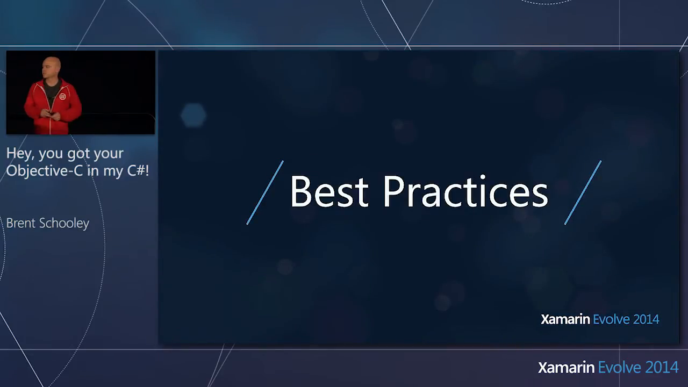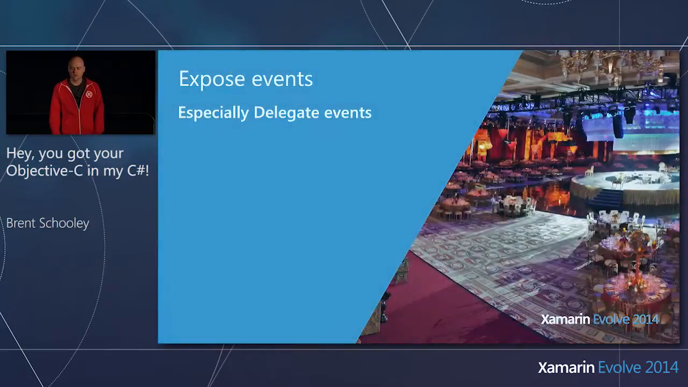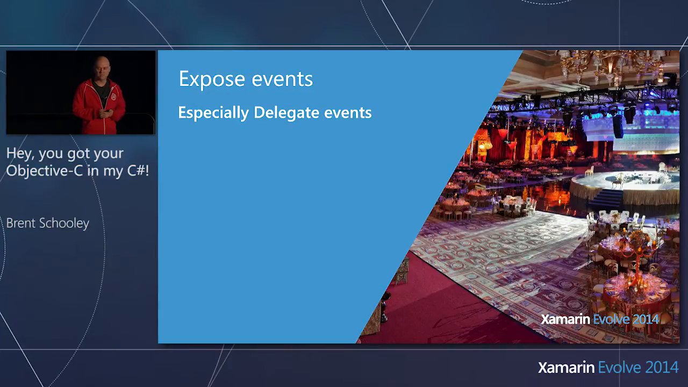But what I really wanted to spend a chunk of time talking about is not the rote process, the minutia of going back and forth between what an Objective-C name is and what the C# name would be. It's more the kinds of stuff you're likely to run into when you do this, and things you need to avoid or watch out for. I have two examples to share with you. The first is to make sure that you expose events, especially around delegate objects.